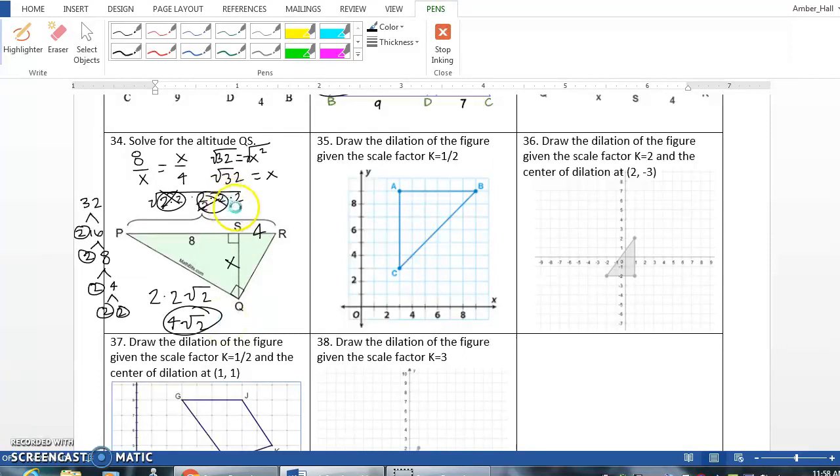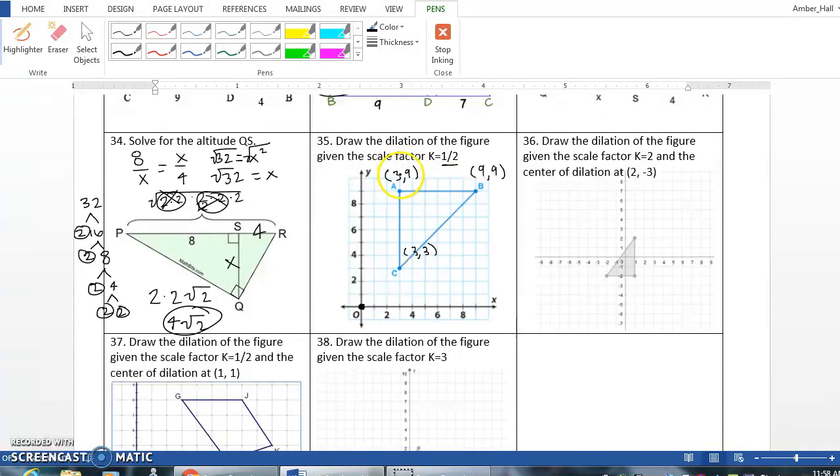35. Draw the dilation of the figure given the scale factor of 1/2. So, because they didn't give it to us, we're assuming that the center of dilation is the origin. When we dilate from the center, we just take the coordinates and multiply them by the scale factor. So multiplying by 1/2 is the same as dividing by 2. So if I take A, which is at 3, 9, B is at 9, 9, and C is at 3, 3. Multiply each of these coordinates by 1/2 and I will find where they are.